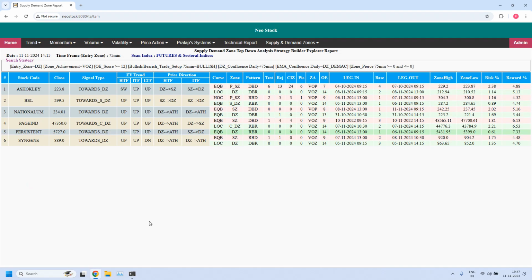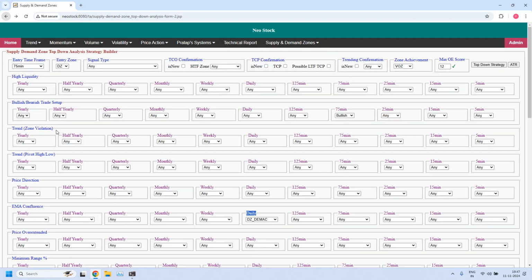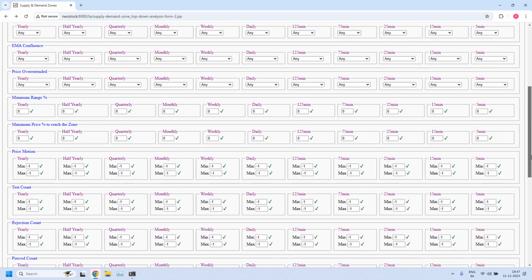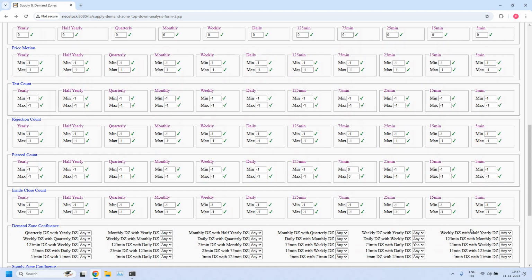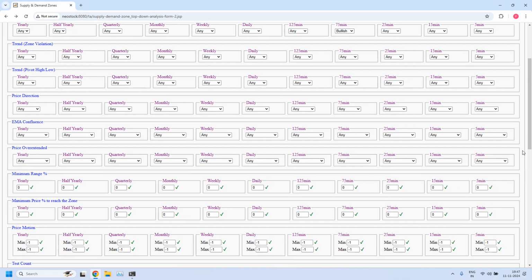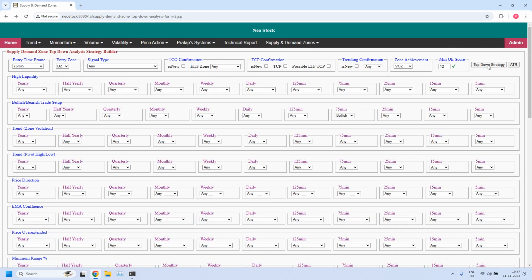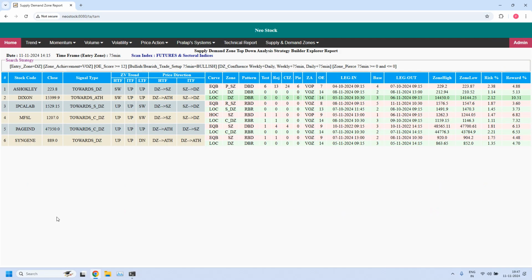Next, let us look for LTF, ITF, HTF demand zone confluence. I am removing the EMA filter. LTF, ITF, HTF means 75 minutes, daily and weekly demand zone confluence. Already 1 filter is enabled, 75 minutes with daily. Next, 75 minutes demand zone with weekly demand zone confluence. Daily demand zone with weekly demand zone confluence. With all the three filters, LTF, ITF, HTF confluence, we got 6 stocks.